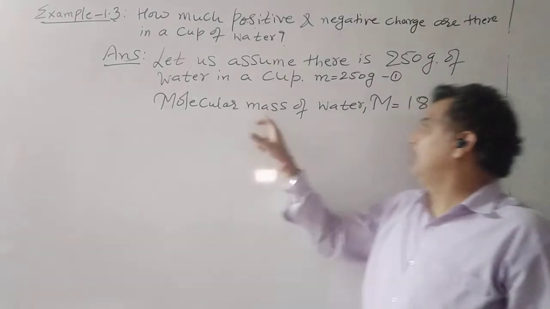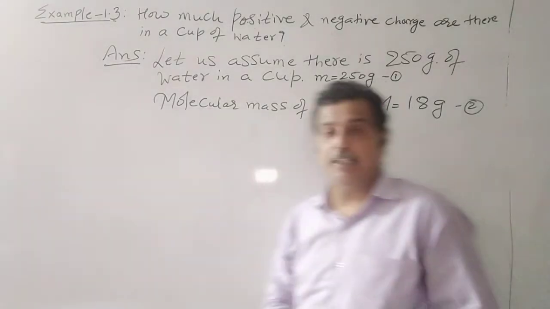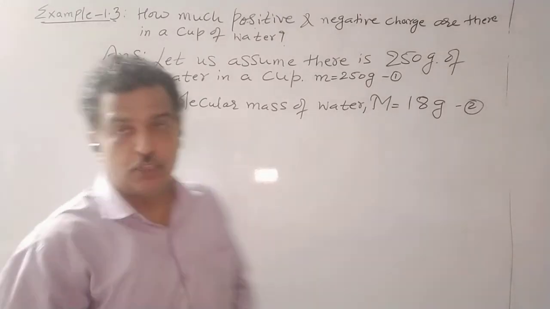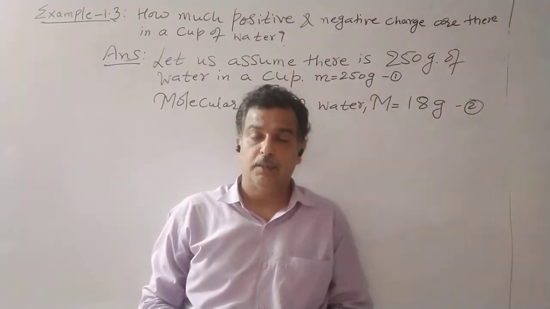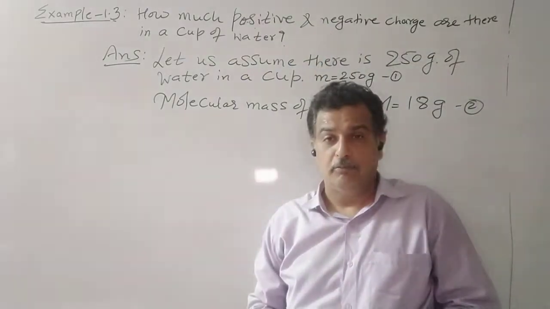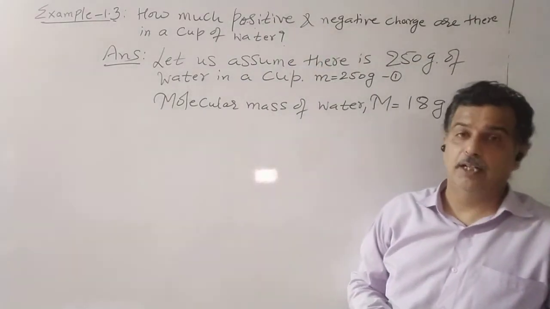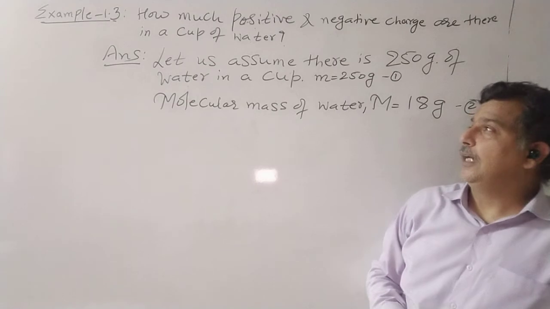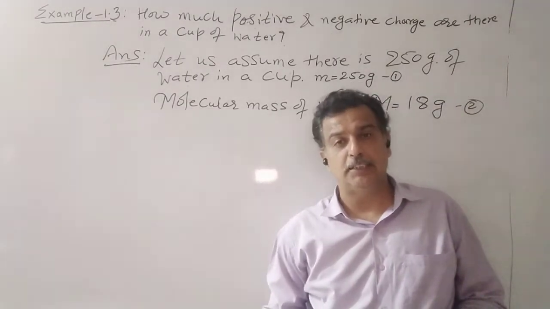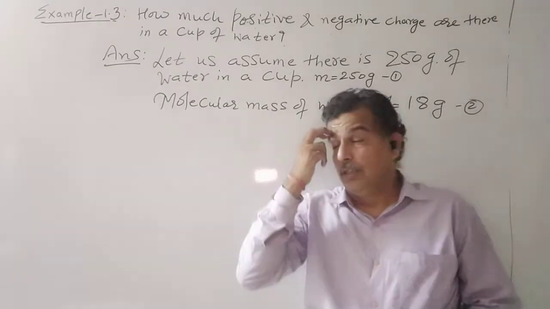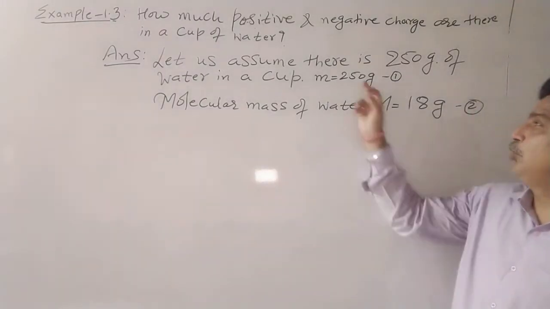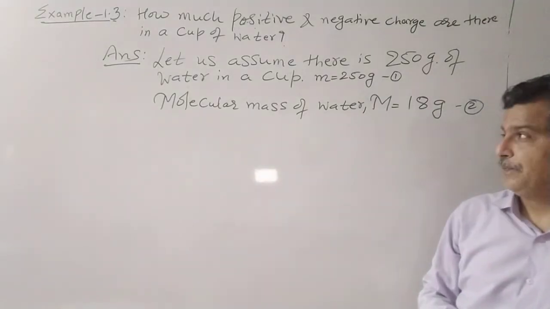And we know the molecular mass of water, capital M, is 18 gram: 2 for hydrogen and 16 for oxygen, that is, H2O molecular mass is 18 gram. Before we find out how much positive and negative charge there is, we need to find the number of water molecules, because we have to apply quantization. Whenever you are asked the amount of charge, it is quantization, Q is equal to N e. So we need to find out how many molecules are present in 250 gram of water.